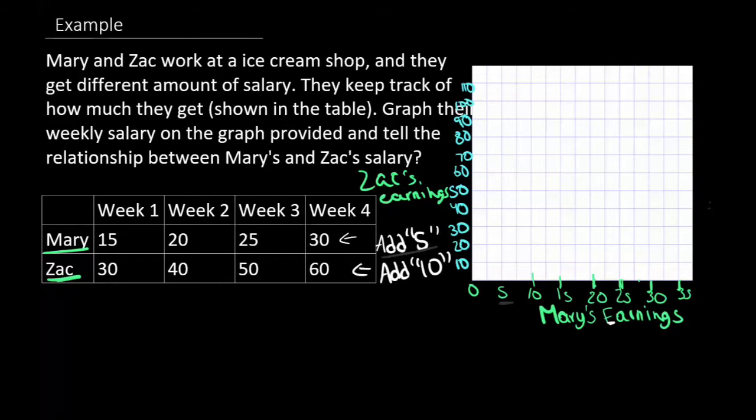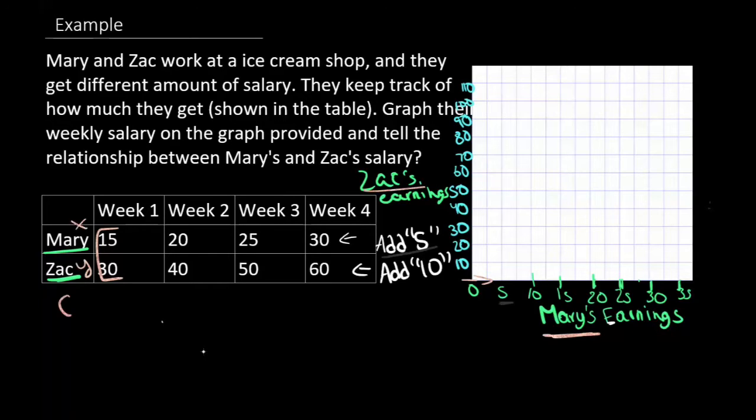Before we can graph it, we have to turn these into ordered pairs. Without turning the numbers into ordered pairs, we can't graph it. We don't know what the x and y values are when you look at the table. But when I look at the graph, I see that Mary's earnings are in the x coordinates and Zach's are in the y coordinates. So Mary's is x and Zach's is y. Our ordered pairs will be Mary comma Zach, so how much Mary earns and then how much Zach earns.